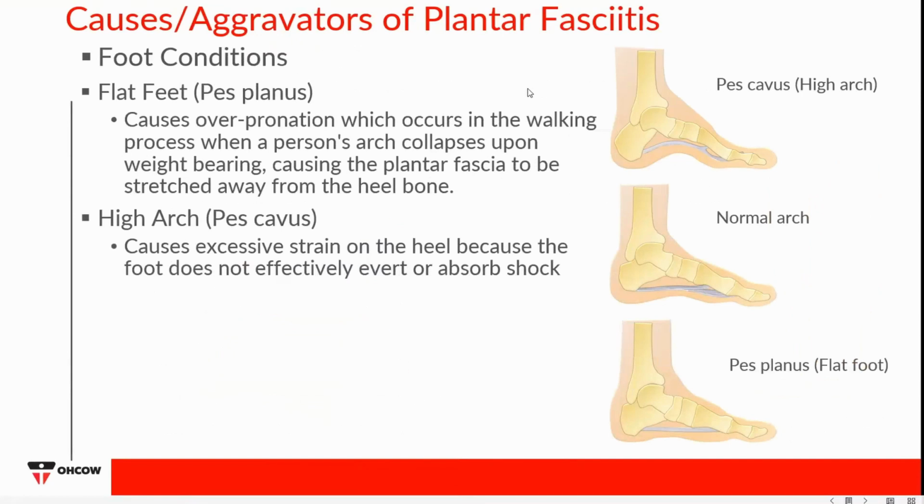There are also genetic foot conditions such as flat feet, or pes planus. This causes overpronation, which occurs in the walking process when the arch collapses upon weight bearing. This causes the plantar fascia to become stretched away from the heel bone, whereas a high arch, or pes cavus, causes excessive strain on the heel because the foot does not effectively aver and absorb shock during walking.